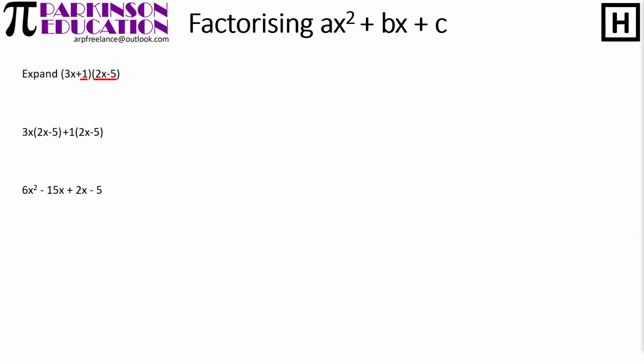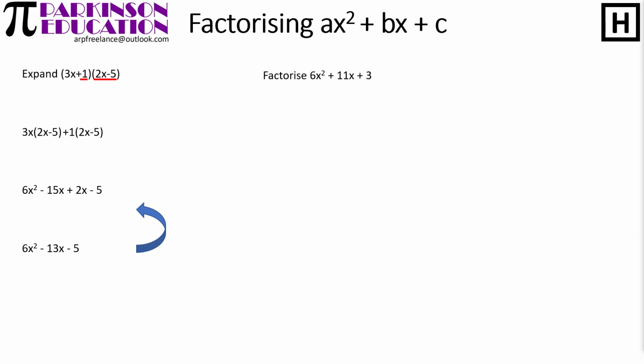So now we're back at the 6x squared minus 15x plus 2x minus 5, and we just collect the like terms to give us 6x squared minus 13x minus 5. So if we look at how we are going to factorise one of these, I've got one here. So I'm going to factorise 6x squared plus 11x plus 3. Now when we expanded, the last step we did was we collected our like terms. So the first step we're going to do when we're factorising it is we're going to split them.